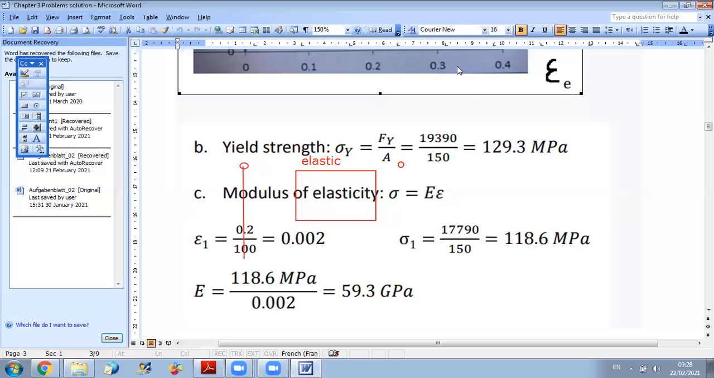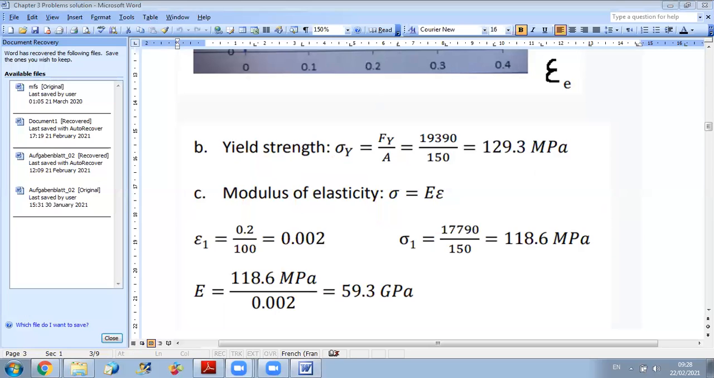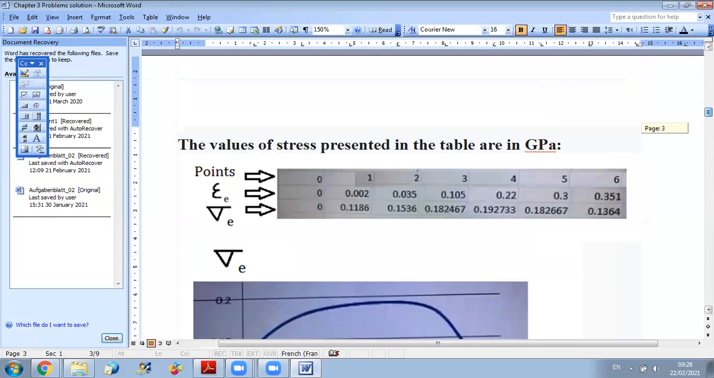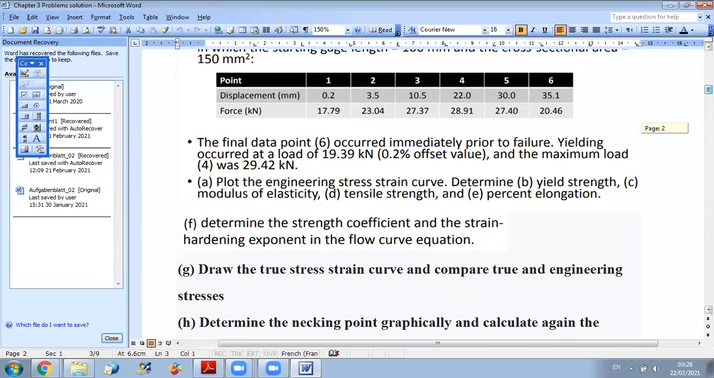Now, let us continue with questions. Okay, now we want to calculate the tensile strength and the percent of elongation. So these two also are very simple because for the tensile strength, the maximum load is given. So we can just divide by A0. And for the percent of elongation, as I said, when they ask about percent of elongation, you should always take the final point. So for the final point, you already have the displacement delta L. So all you have to do is to divide delta L by the initial length, which is 100. So you get that the percent of elongation is 35.1%.